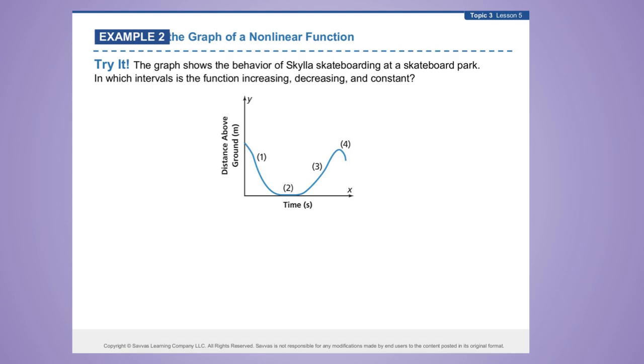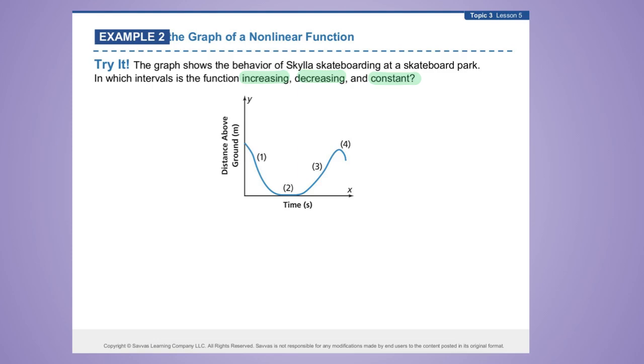We are on the try it, kind of in the middle of page 197. It says the graph shows the behavior of Skyla skateboarding at a skateboard park. In which intervals is the function increasing? When is it decreasing? And when is it constant?